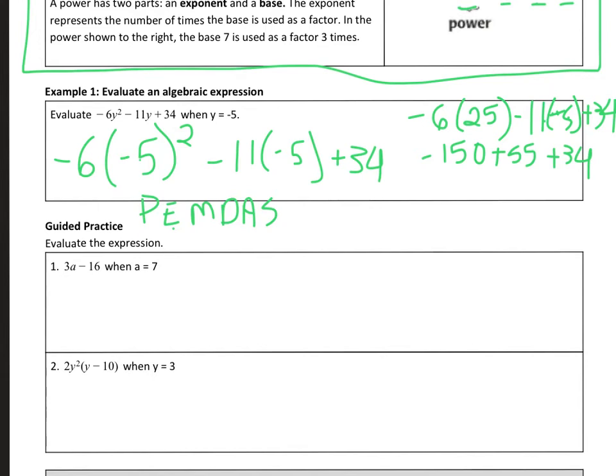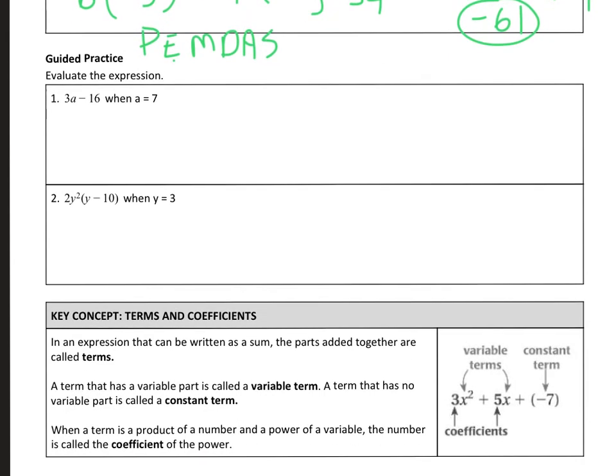So to finish simplifying this, I'm just going to add together these terms, these numbers. So when I add together those numbers, I get -61. And that's my simplified expression, right? So, moving ahead, this is a good time to pause the video. Try these 2 guided practice problems on your own, and then I'll work through them so you can check your work.